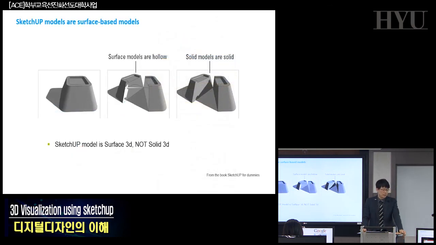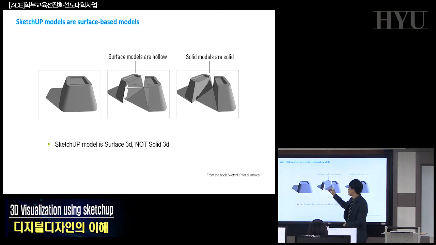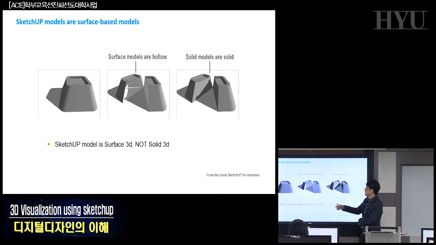Okay, let's take a look at main characteristics of SketchUp and its model. I told you it's a surface-based 3D modeler. A SketchUp model is always a surface-based model, not solid 3D, which means that, excerpt from the SketchUp for Dummies book. Anyway, this image shows you what is a surface-based model. When you cut this one, you may find out it is hollow inside, empty inside. But if it's a solid model, even if you slice it out, cut it out, the subdivided elements are always solid.